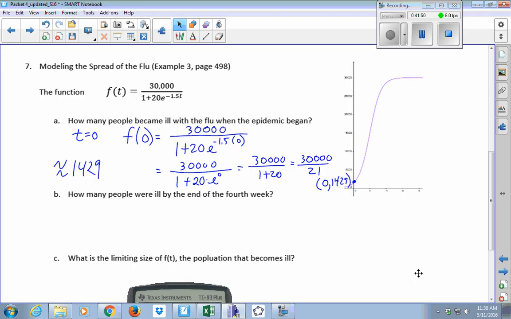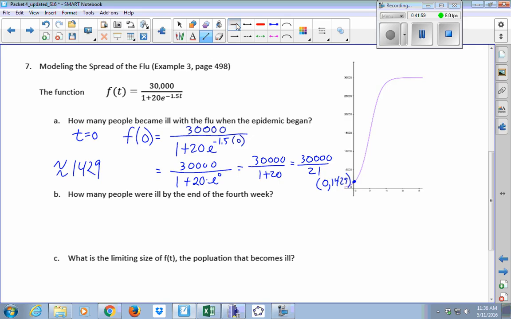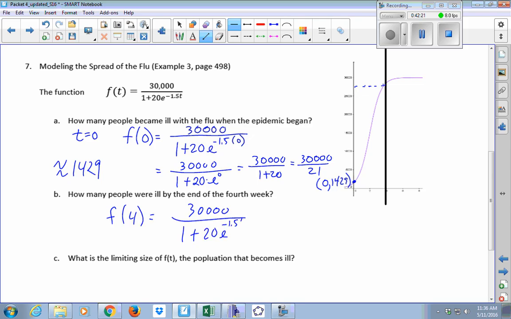Okay. All right. So how many people were ill by the end of the 4th week? Well, if we had a really nice graph, I could read the information right off my graph. I'd put a line right through 4, and I'd come over and see what the value was at that particular point. Okay, that's how I would use my graph. How I would use my model is I would do the same thing I just did in A, but instead of putting 0 in for time, I would put in 4. And you can all figure out that answer later.